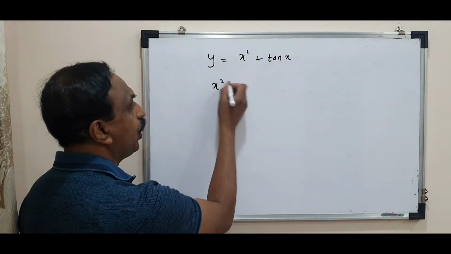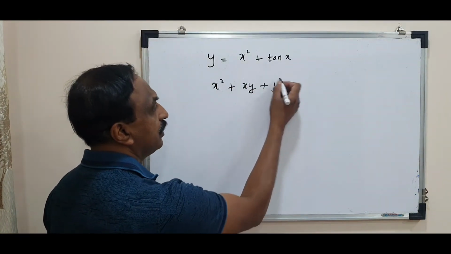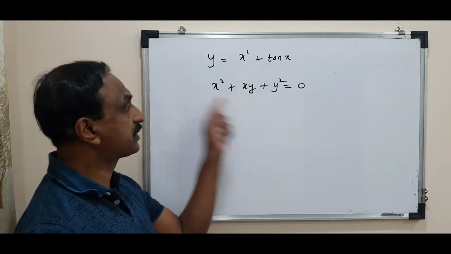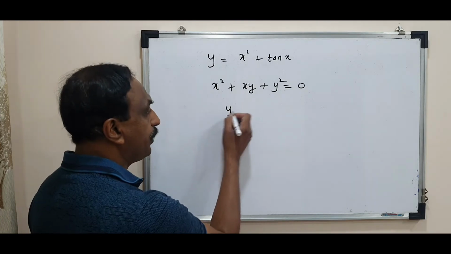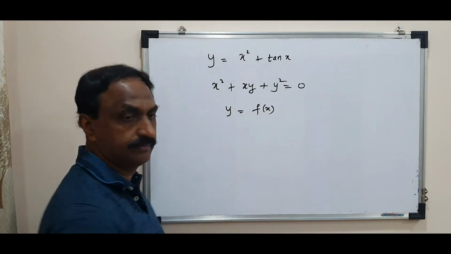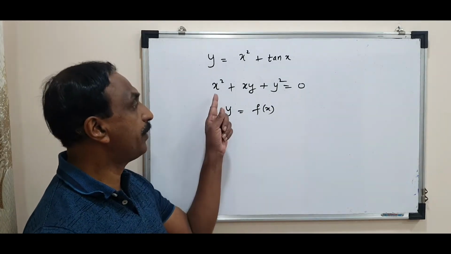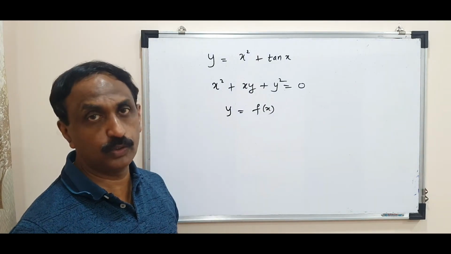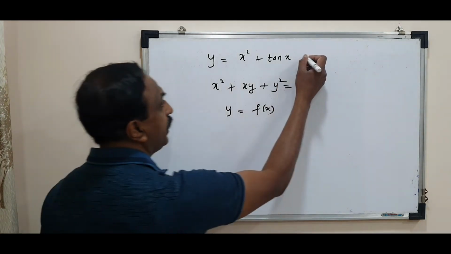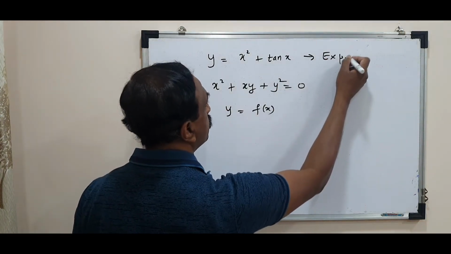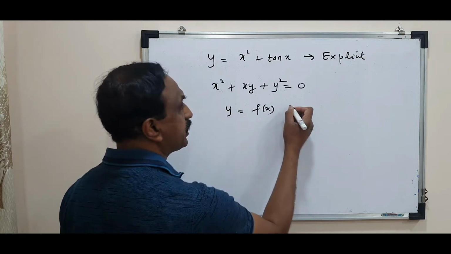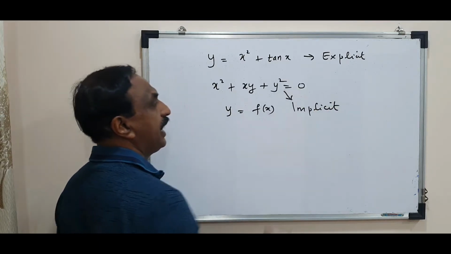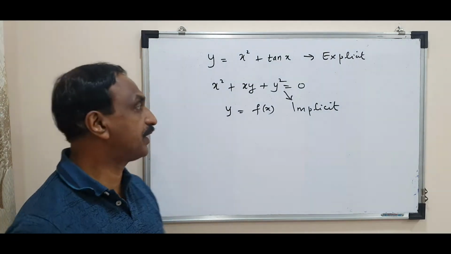Suppose I cannot split. In this particular function, x and y are mixed, and it is difficult for me to make y a function of x. It's difficult for me to make it in this format: all the y on one side, all the x terms on the other side, and y alone on the other side. This is called explicit, and this is called implicit, where x and y are mixed.